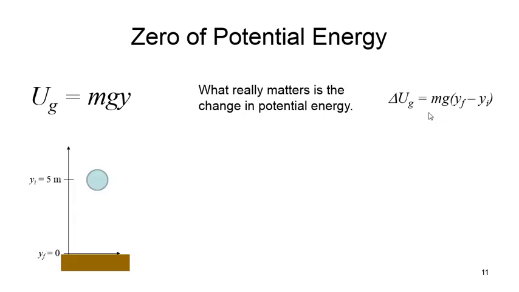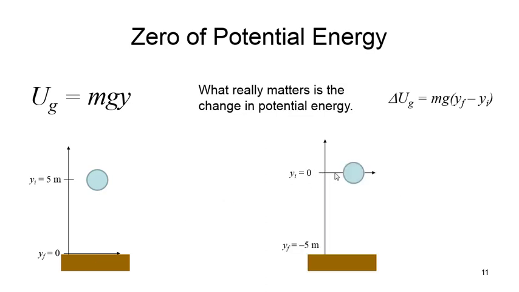Okay. So for example, if we were asking the question, what's the speed of the ball when it reaches the ground? Someone who puts their y equals 0 at the ground, that's fine, because they would say initially the potential energy of the ball is m times g times 5. And the final potential energy of the ball is 0.